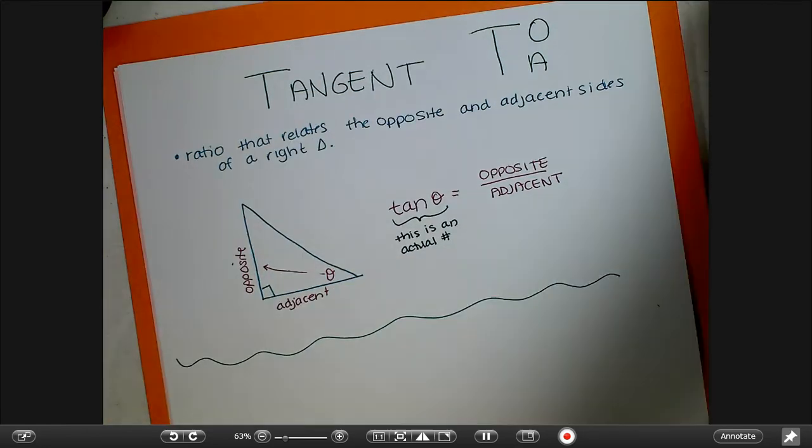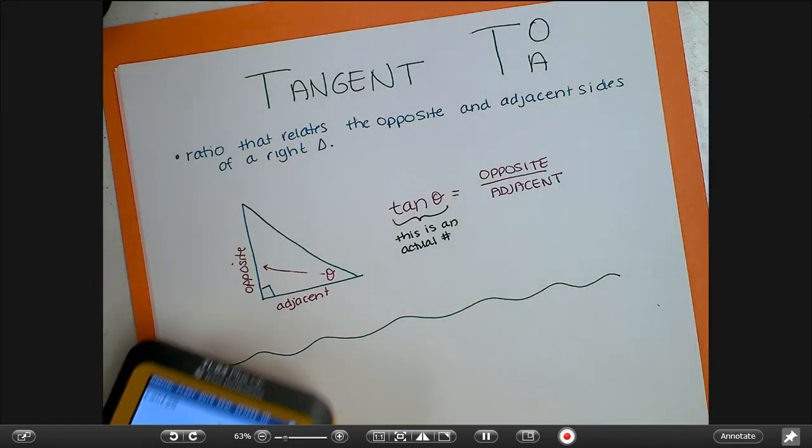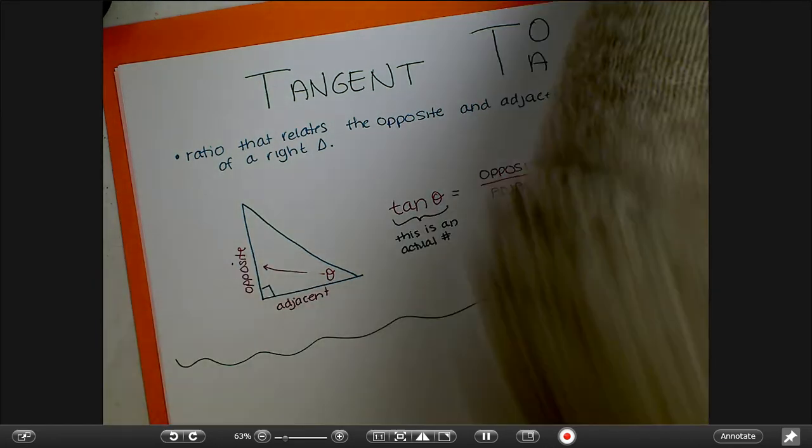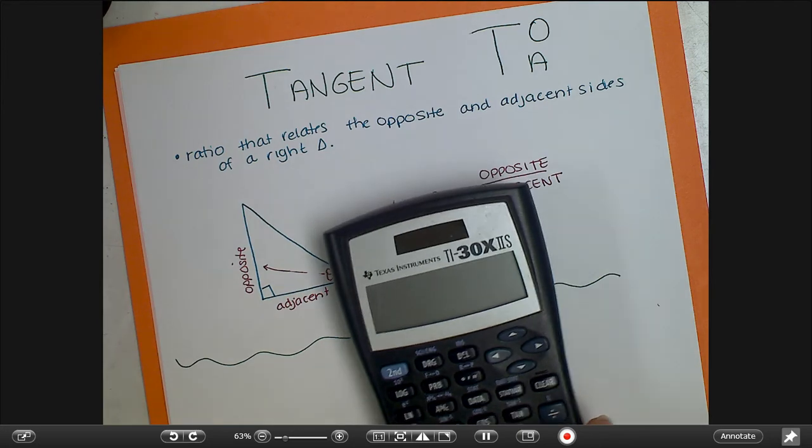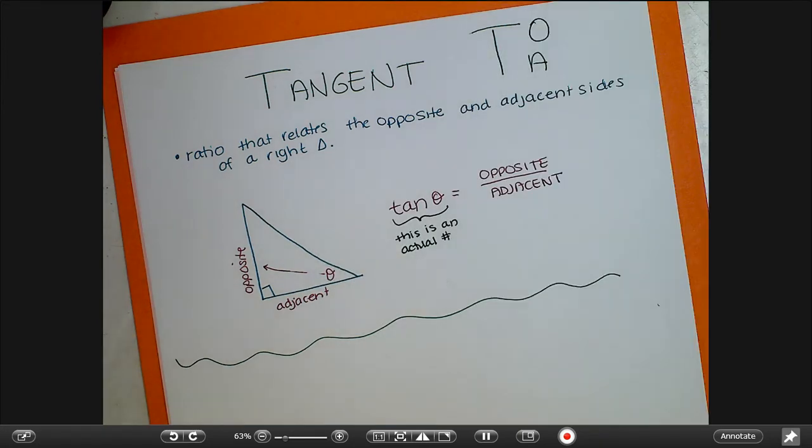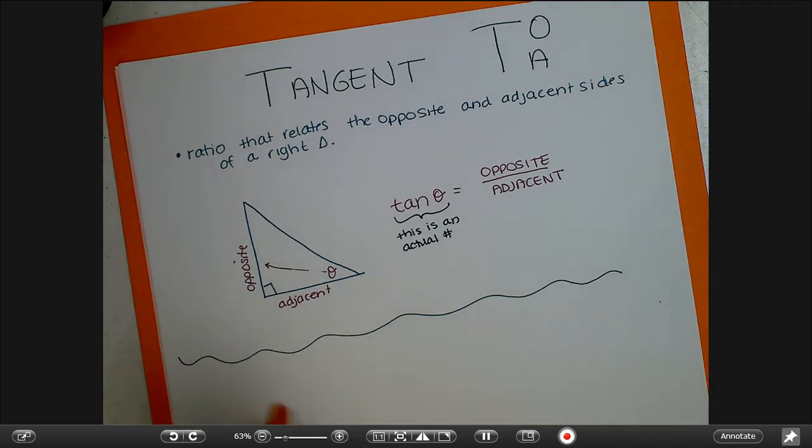You will need a calculator, either a graphing calculator or this kind is fine too. Your phone calculator should work, and Desmos, of course. But like we said yesterday, please make sure your calculator is in degree mode. If it's not in degree mode, you're not going to get the right answers. All right, so example number 1.